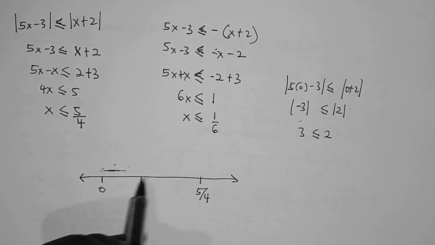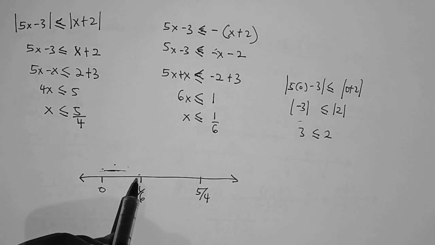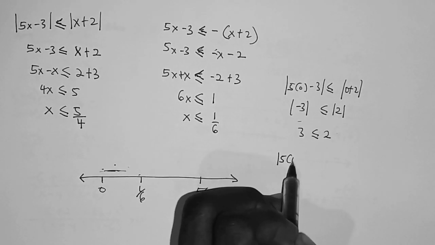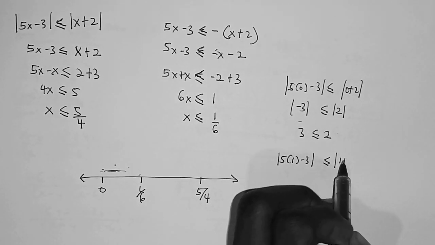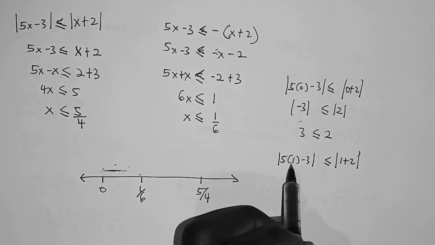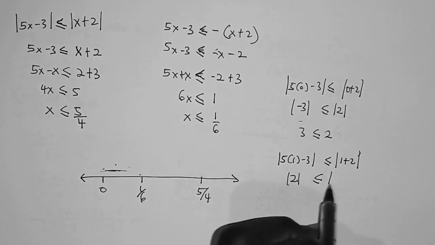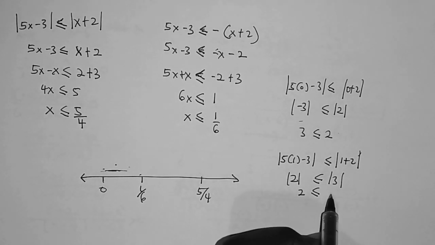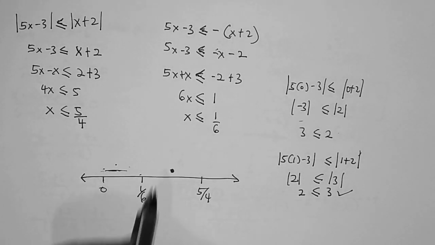Now let's pick values between 1 over 6 and 5 over 4. So let's pick a value like 1. So let's insert 1 into the equation. Absolute value of 5 times 1 minus 3 less than or equal to absolute value of 1 plus 2. So 5 times 1 is 5 minus 3 becomes 2, then less than or equal to 1 plus 2 is 3. Absolute value of 2 is 2, less than or equal to absolute value of 3 is 3. And this is a true statement. So you can see that this region is a required region.